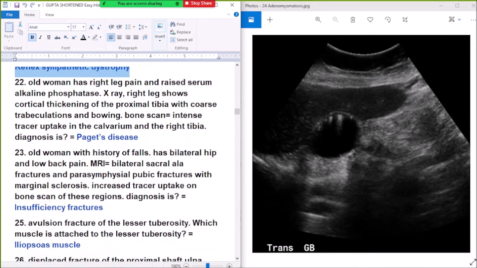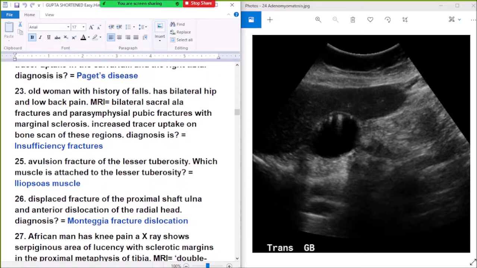Question number 22. Old woman has right leg pain and raised serum alkaline phosphatase. X-ray of the right leg shows cortical thinning of the proximal tibia with coarse trabeculations and bowing. Coarse trabeculations are seen in Paget disease. Bone scan shows intense tracer uptake of the calvarium and right tibia. Diagnosis: Paget disease. Coarse trabeculation is seen in Paget disease. Striated trabeculation in the vertebral body is seen in hemangioma.